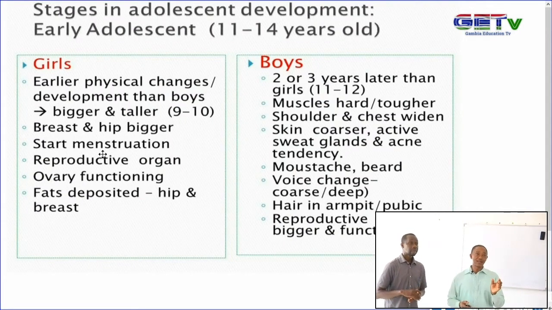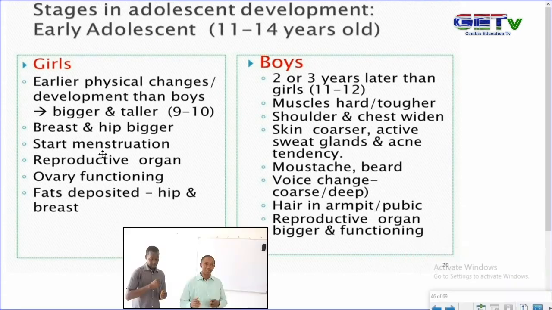So something very important is the stages in development in young boys and girls. Around the ages of 11 to 14, they enter into adolescence, and another term we refer to is puberty. That is when they begin to experience changes. So we can see for girls, they have some earlier physical changes. They develop earlier than boys. They become bigger, they become taller around the ages of 9 and 10. So if you have a boy and a girl that are born at roughly the same age, at around that age, the girl appears to be growing faster than the boy.